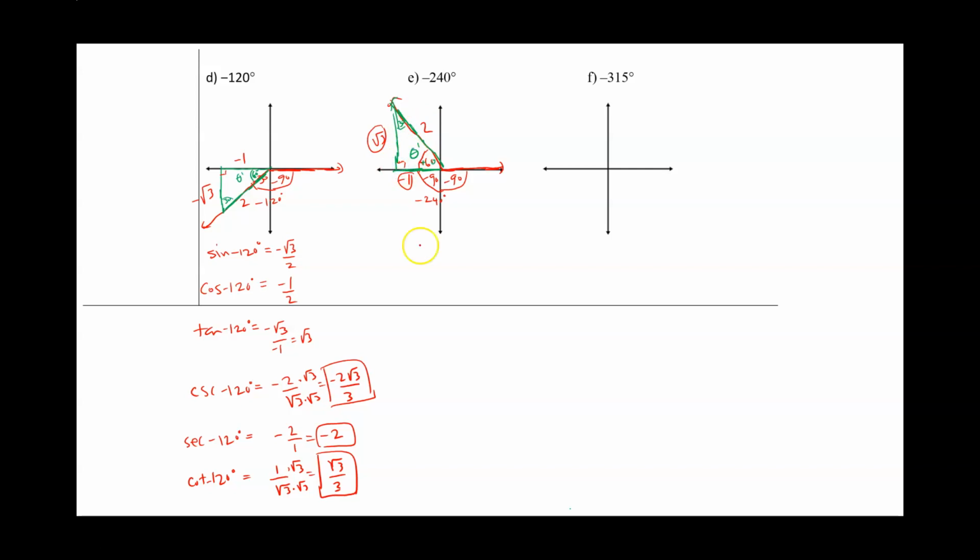All right, let's write our ratios. Start with sine. Sine of negative 240 is going to be the sine of the reference angle theta prime. So sine is opposite over hypotenuse. That's going to be radical 3 over 2. Cosine of negative 240 is going to be adjacent over hypotenuse. That's negative 1/2. And then tangent of negative 240 is going to be opposite over adjacent. That's radical 3 over negative 1, which is negative radical 3.